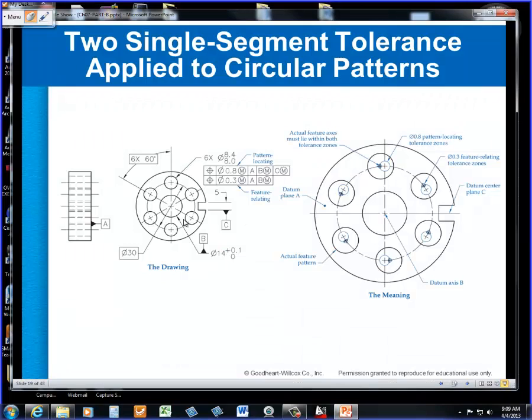So here's that situation. We have this slot, a notch, that's going to locate this part against something. And that center plane of that slot becomes our datum center plane C. So our pattern locating is related to C. Our feature relating is related to A and B. B is the center of the hole, and of course A is the bottom of the part, or the top of the part in this case.